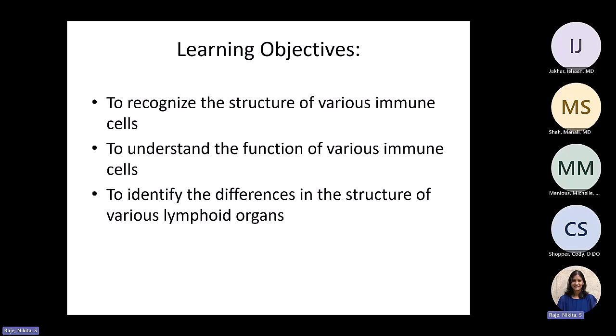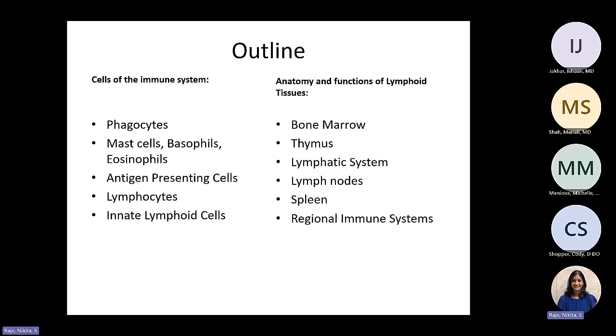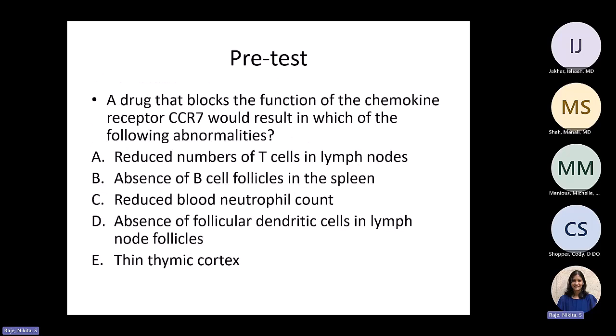The learning objectives are to recognize the structure and then the function of various immune cells, and then we'll identify the differences in the structure of various lymphoid organs. Here's the outline. We'll talk about the different cells and then the lymphoid tissues. A couple of pre-test questions. We'll come back to these at the end.